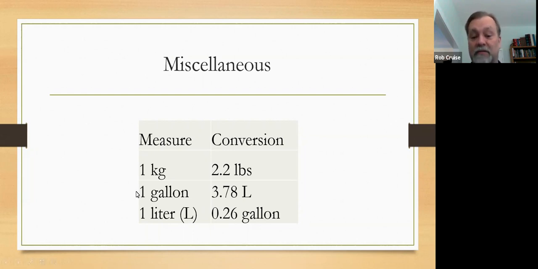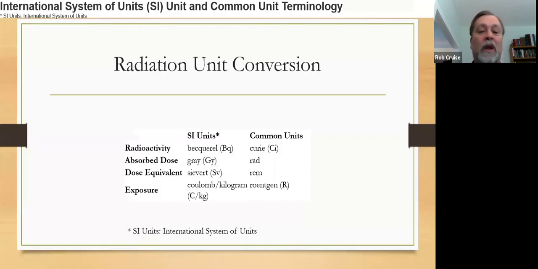1 gallon equals 3.78 liters. 1 liter is 0.26 gallons. And it's interesting that we have the imperial gallon versus the US gallon. So there's confusion, but a liter is a liter wherever you go.